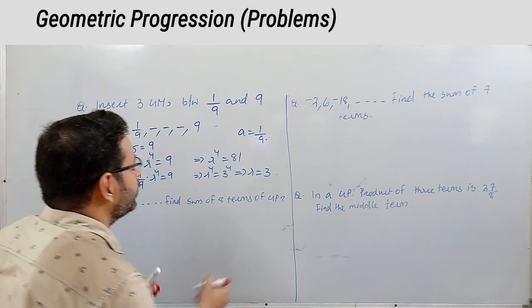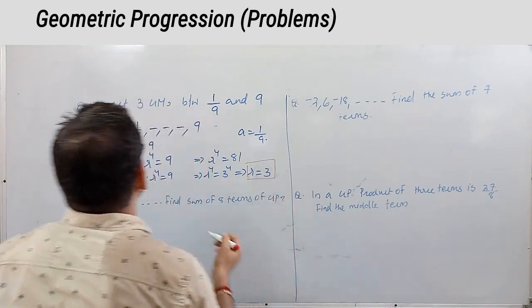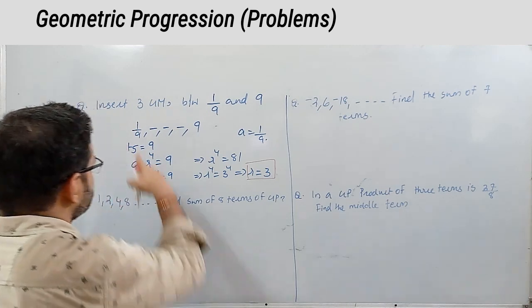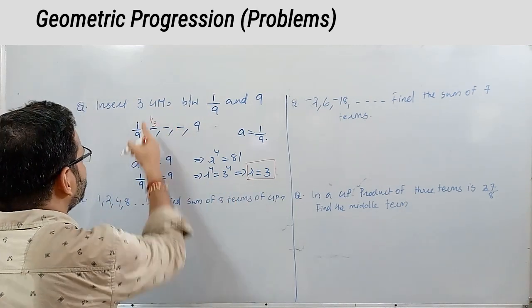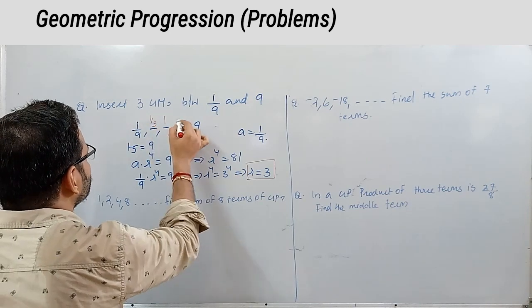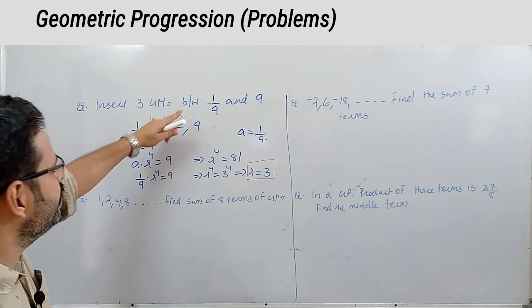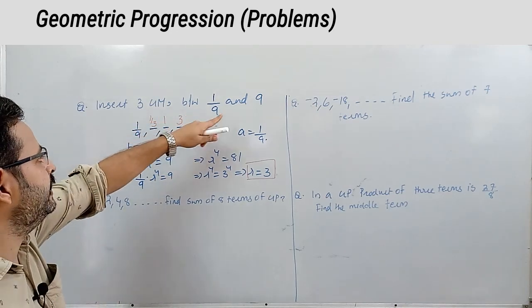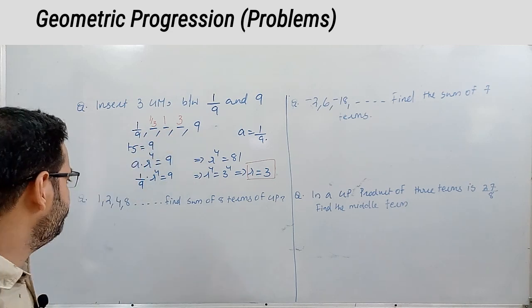R is equal to 3. Then we have to find 3 geometric means. First term into 3 is equal to 1 by 3. Then 1 by 3 into 3 equal to 1. 1 into 3 is equal to 3. Therefore, the 3 geometric means between 1 by 9 and 9 are 1 by 3, 1 and 3.